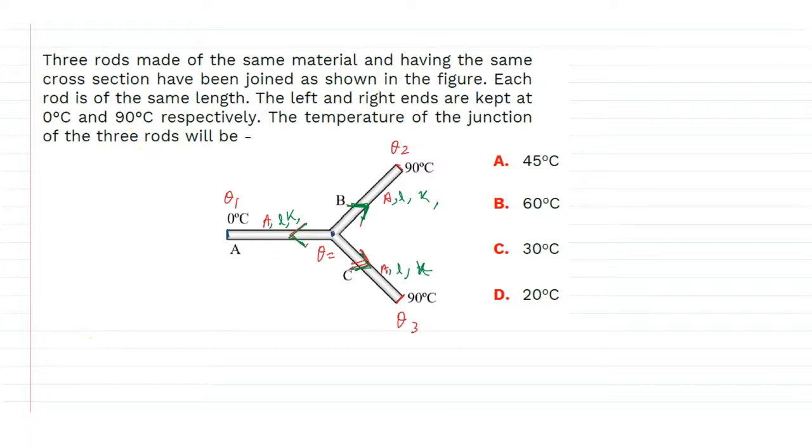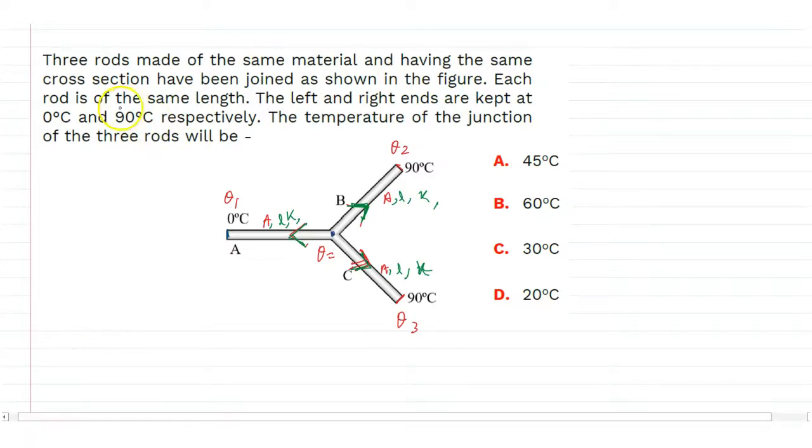The question is: three rods made of the same material, having the same length and the same cross-section area, have been joined as shown in the figure. The left and the right ends are kept at 0 degrees and 90 degrees respectively. You have to find the temperature at the junction of the rods.